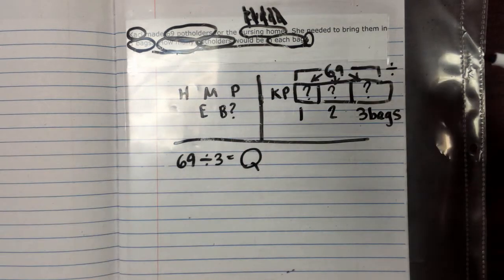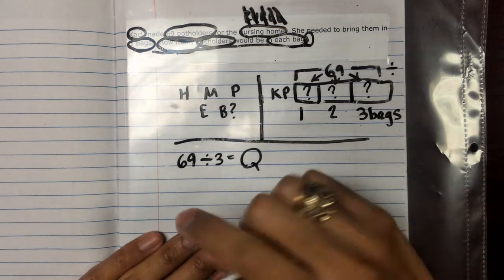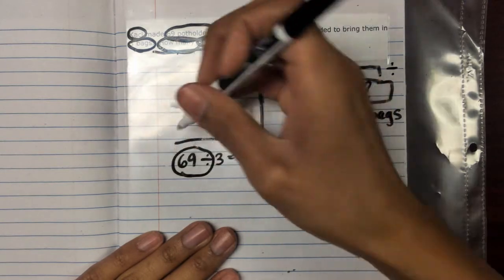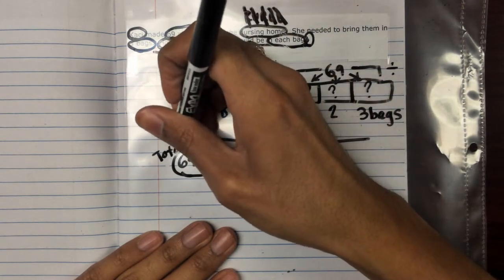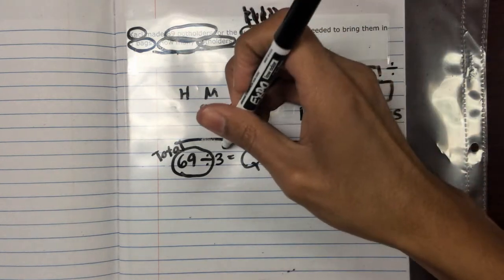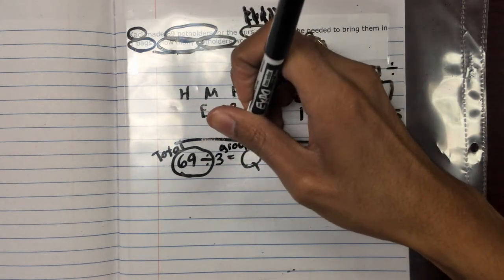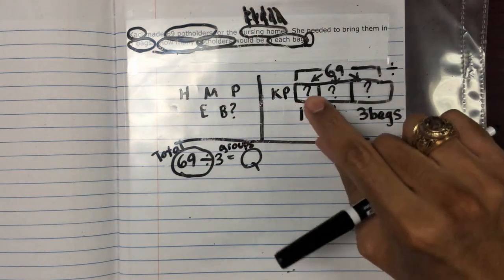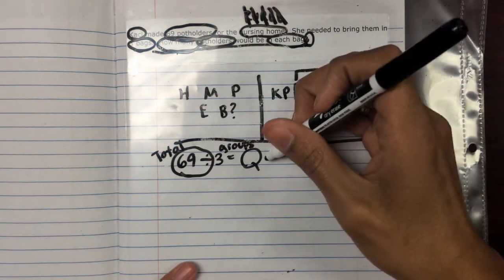Now let's figure out what all of these numbers mean. So I'm starting from 69, so that has to be my total. And I'm sharing with 1, 2, 3 groups, so I'm going to write groups. What I don't know is my number in each, so that's going to be my quotient.